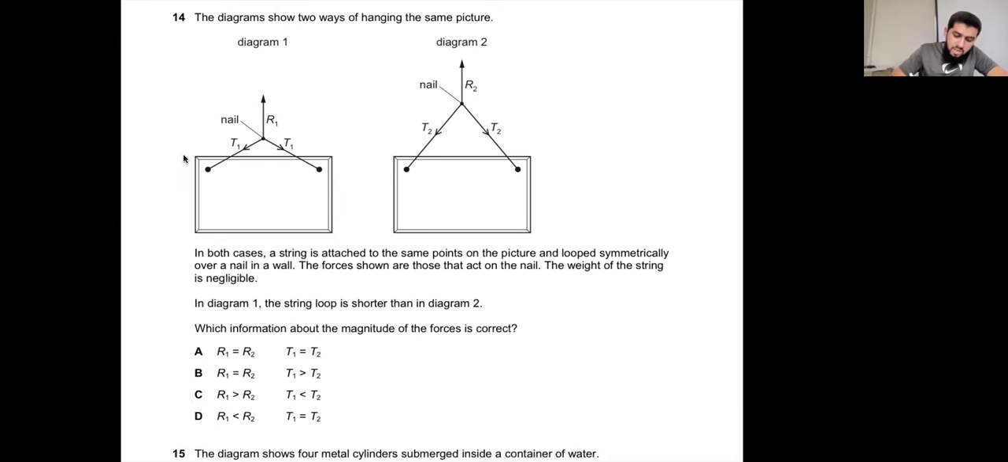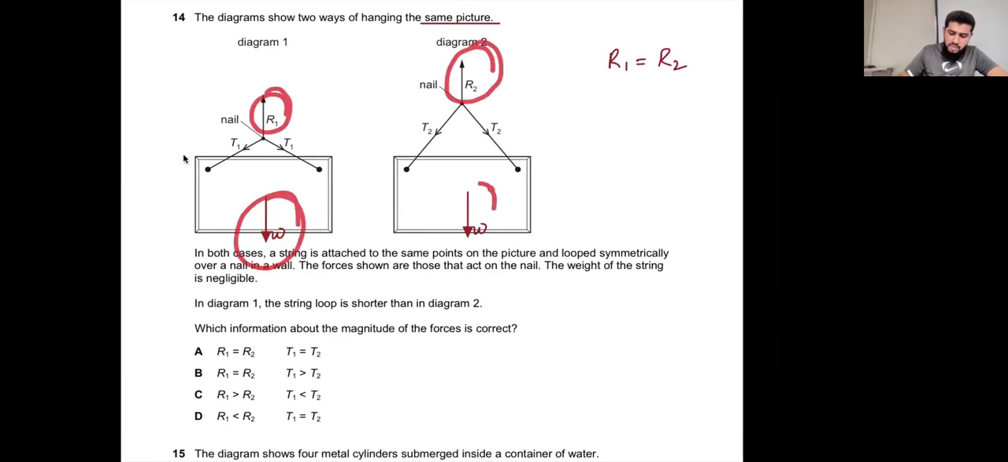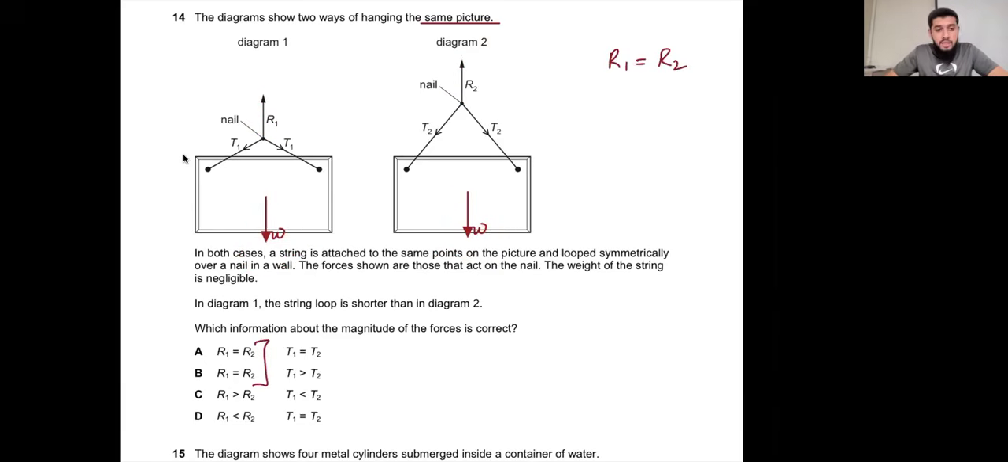So you've got the same picture hanging. Since you've got the same picture hanging, the downward force, which will be the weight of the picture, would be identical in both the cases. Which means if it's in equilibrium, R1 should be equal to R2. The upward force here should be equal to weight. The upward force here should be equal to weight. And since the two weights are equal, R1 should be equal to R2, which gives me the answer as either A or B. Now, as far as tension is concerned, T1 cannot be equal to T2, which means that the answer is B.